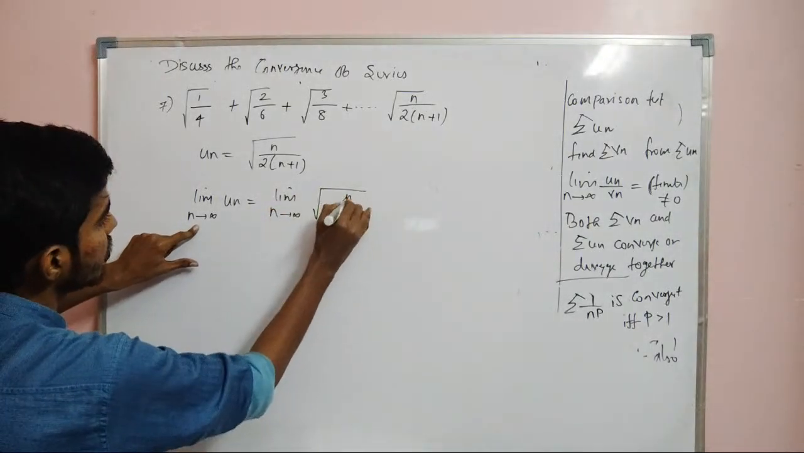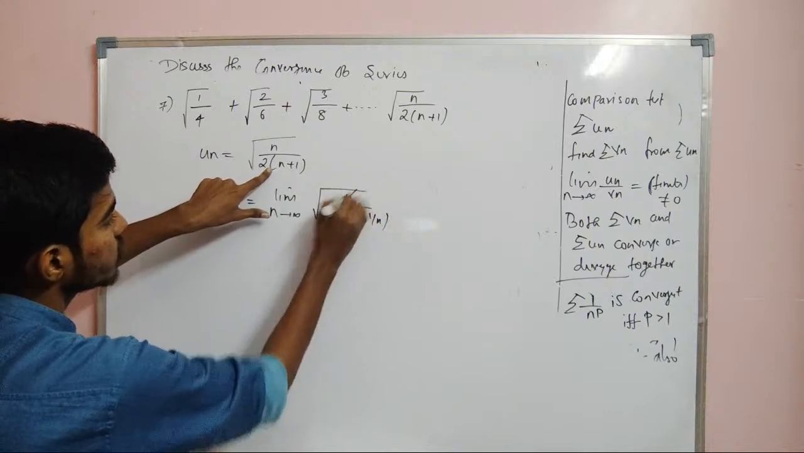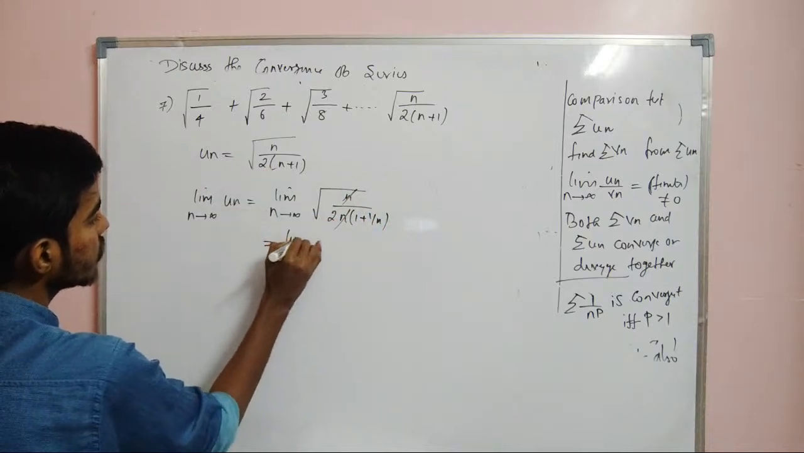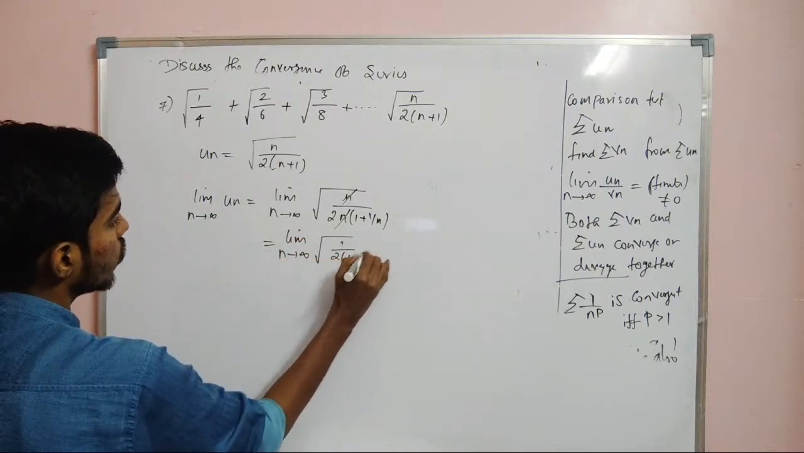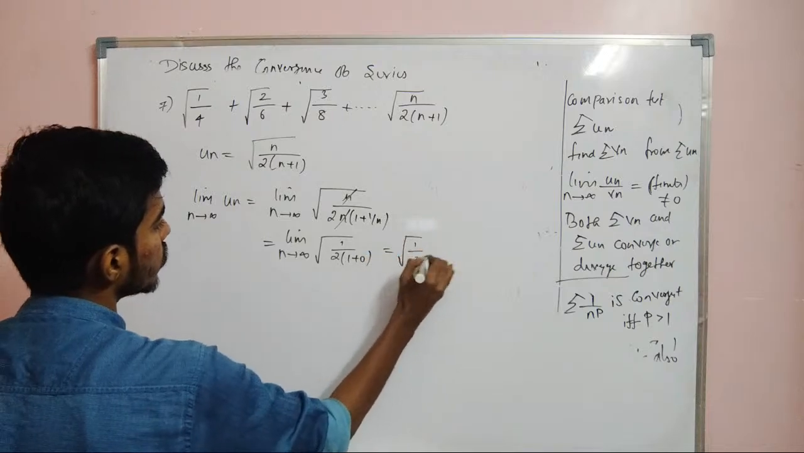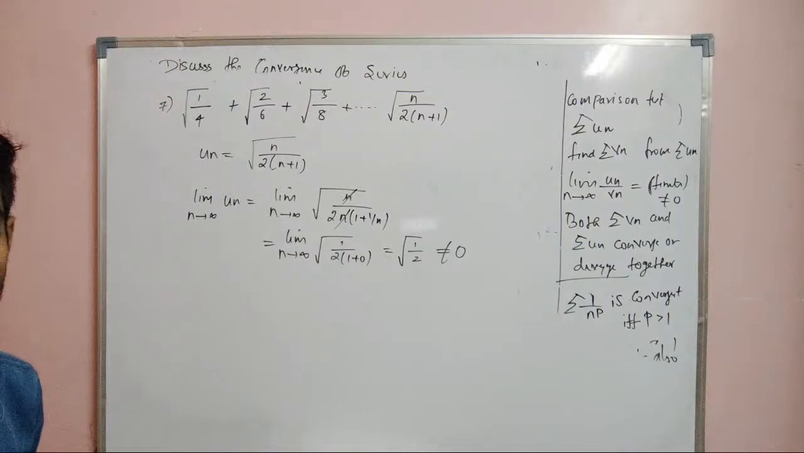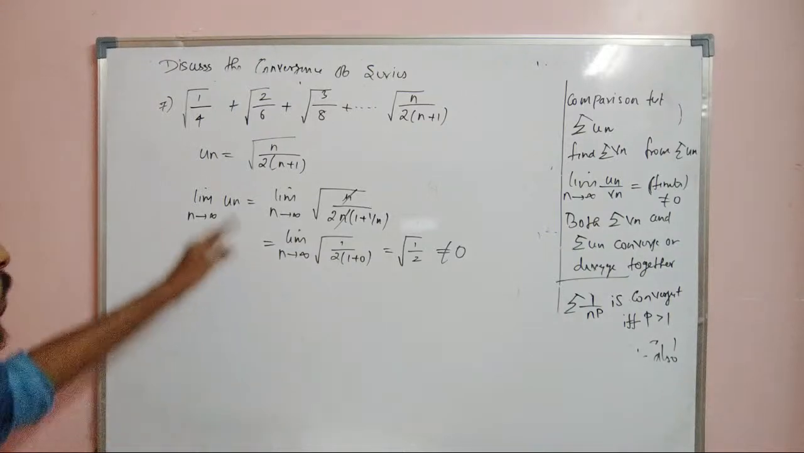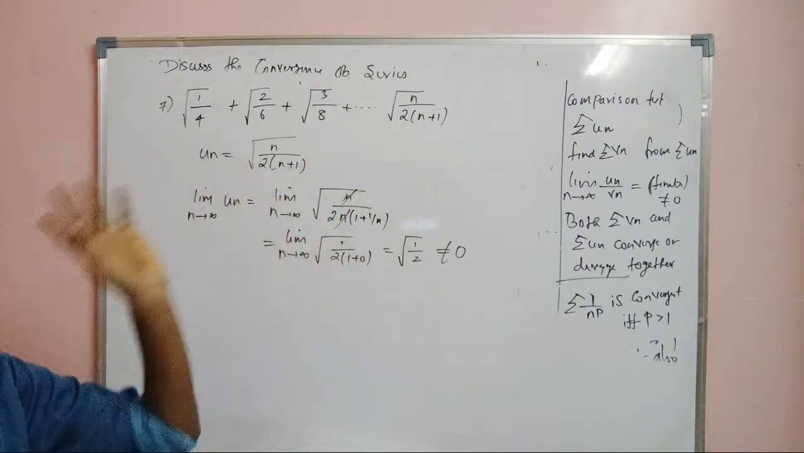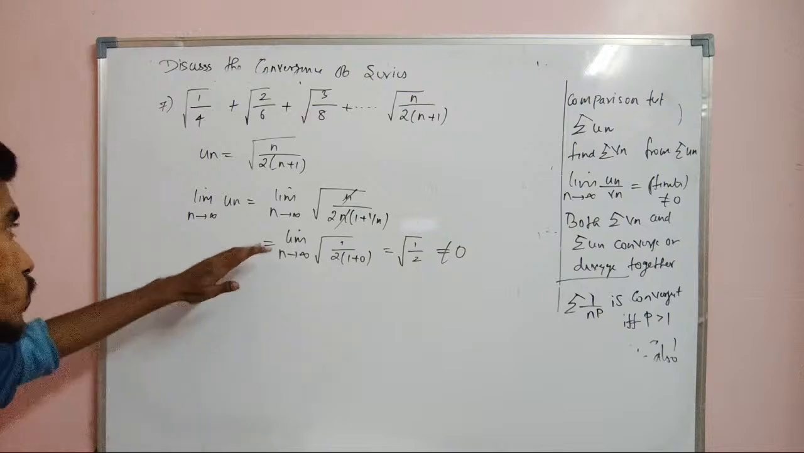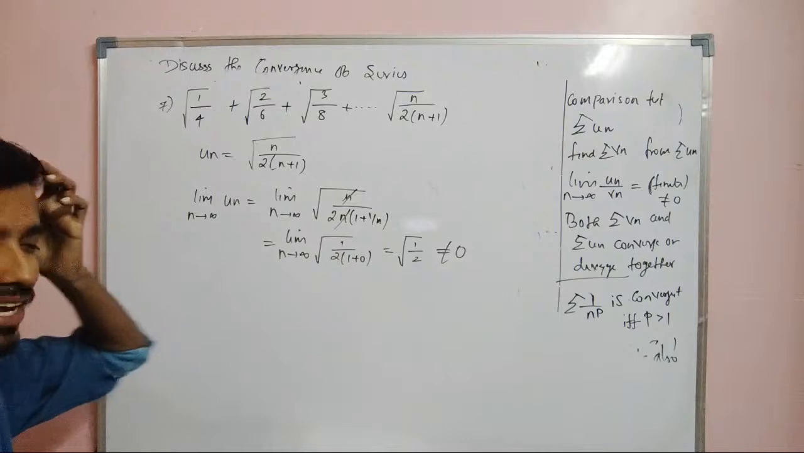So this is nothing but n. Now if you take n common here, we will have 1 plus 1 by n. So this n will get cancelled. As n tends to infinity, this tends to root 1 by 2, right? Which is not equal to 0. So the necessary condition for a series to be convergent is that limit n tends to infinity un has to be equal to 0. If it is 0 only, then we can apply some other test. That is what I said in the very beginning of the video. Actually, you need to check this condition before getting into comparison test. Actually, I forgot to do that.